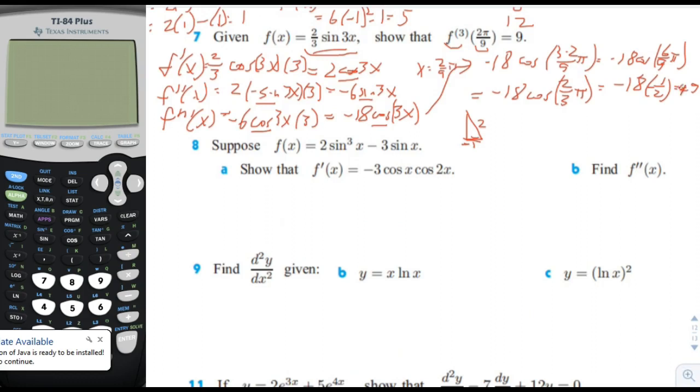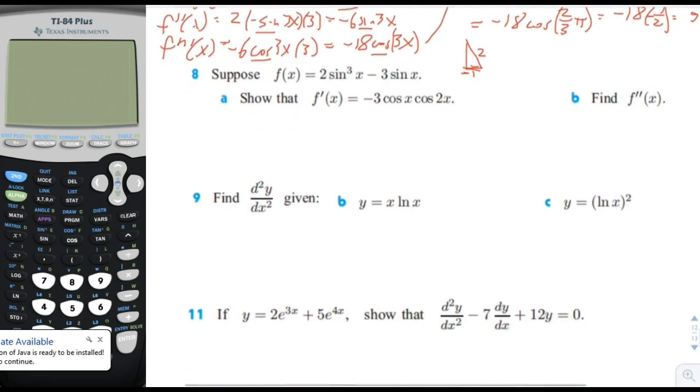Okay, so that's fine. Positive 9. So I got what I was supposed to get. Okay? All right, moving on to number 8. Suppose that the function equals blah, blah, blah. Show that the first derivative equals this.